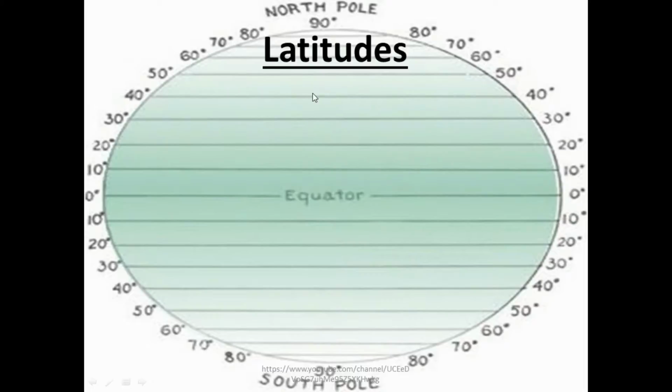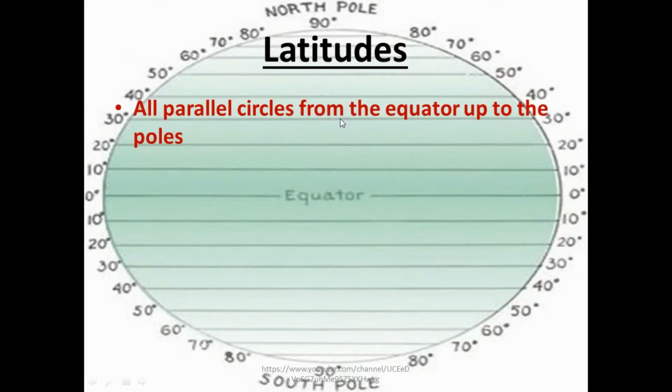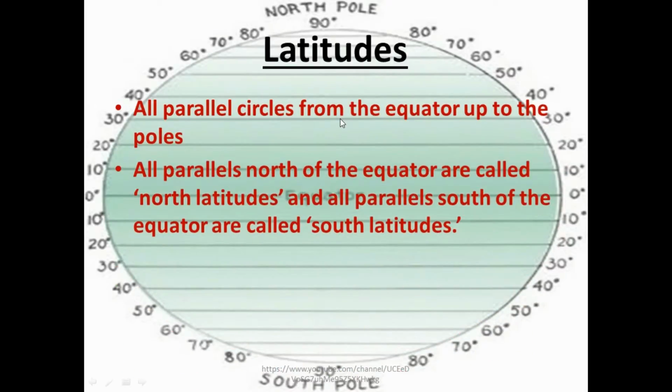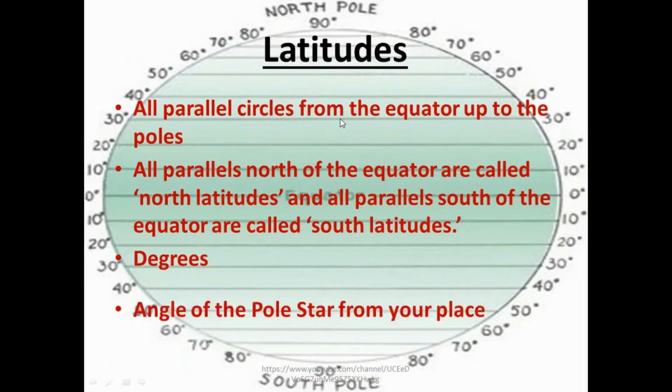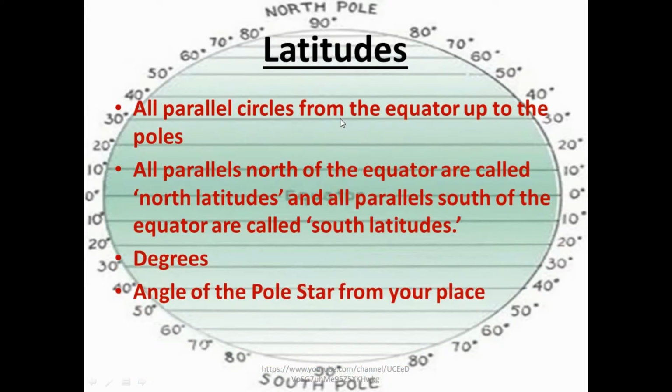What does small circle mean? At the north pole and south pole the circle is very small, and at the equator the circle is very large. So these are nothing but latitudes. What is the use of latitude? First, all parallel circles from the equator up to the poles, as we already learned. All parallels north of the equator are called north latitudes, and all parallels south of the equator are called south latitudes, and they are measured in degrees. The base for measuring latitude is the pole star, the angle from the pole star.